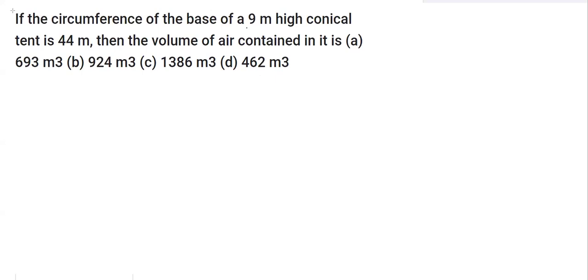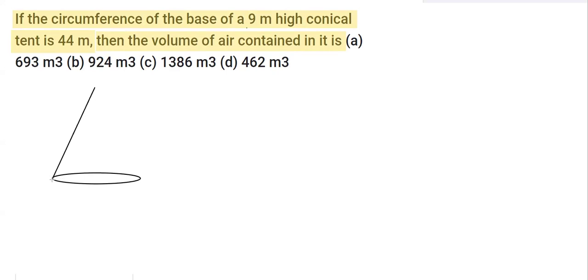It says the circumference of the base of a 9-meter high conical tent is 44 meter. We have to get the volume of this cone. So for that, what we are going to do, let's say if I draw a cone, the diagram is not required, as I always say.